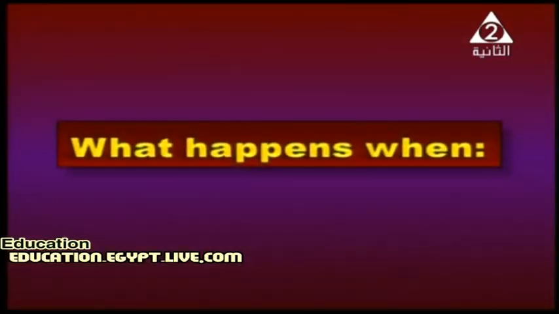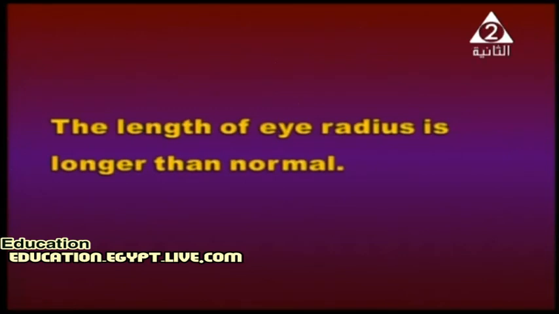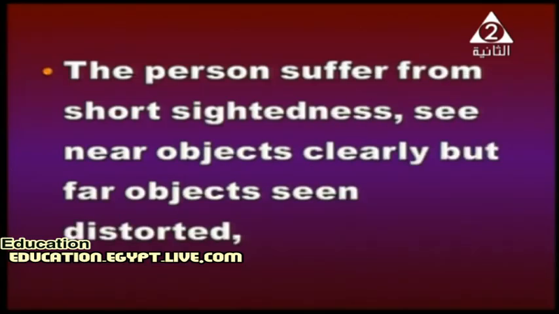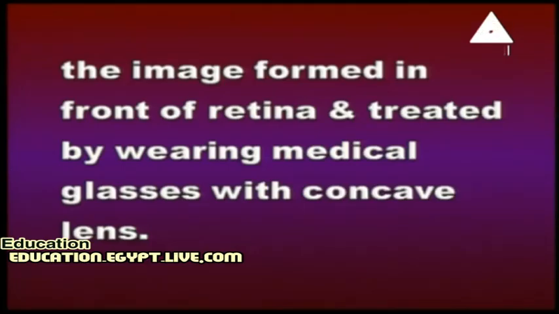Another type of question: what happens when? The length of the eye radius is longer than normal. The person suffers from short-sightedness: he sees near objects clearly, but far objects appear distorted. Also, the image is formed in front of the retina, and it can be treated by wearing medical glasses with a concave lens.